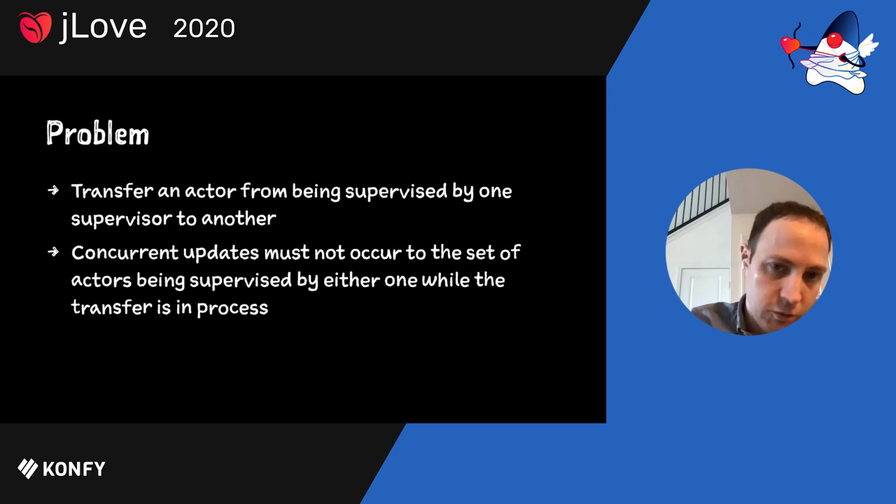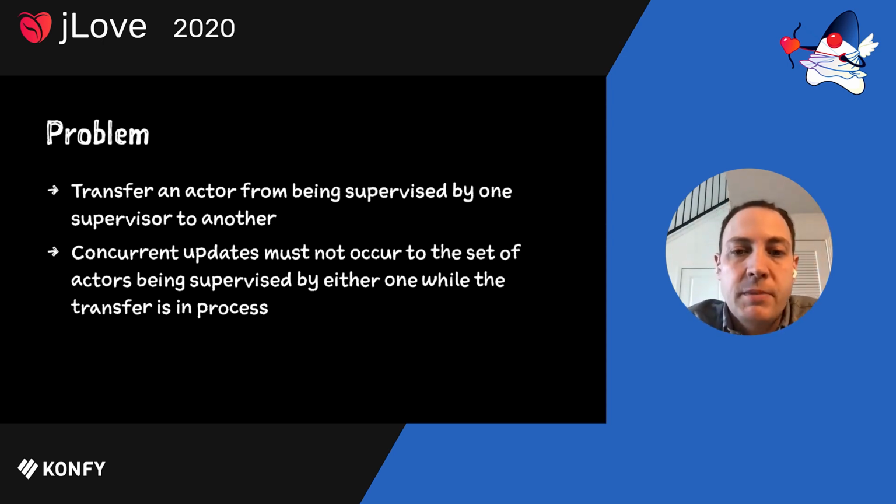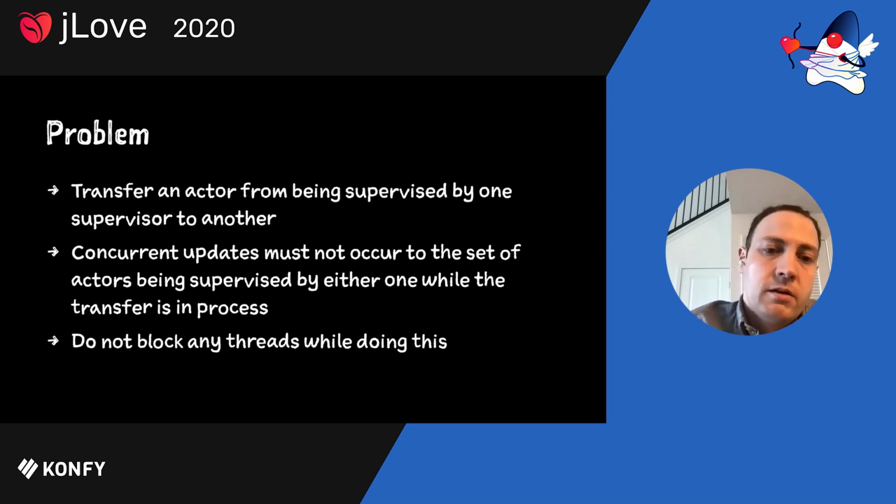The challenge is that we've got two different mutable sets here, not even concurrent, we just have two mutable sets. And we've got to remove from one, we've got to add to the other, and we've got to make sure there are no other updates at the same time that get made to either of these sets of actors that are being supervised. And we also want to make sure we're not blocking any threads in the process of doing this.